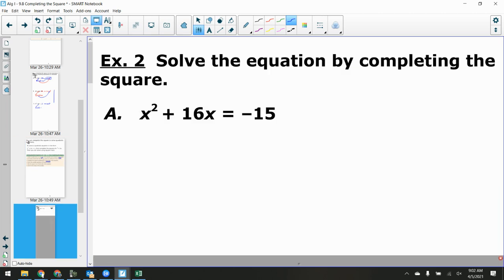Flip it over on the back, we're on the top left. Example A, x squared plus 16x is equal to negative 15.